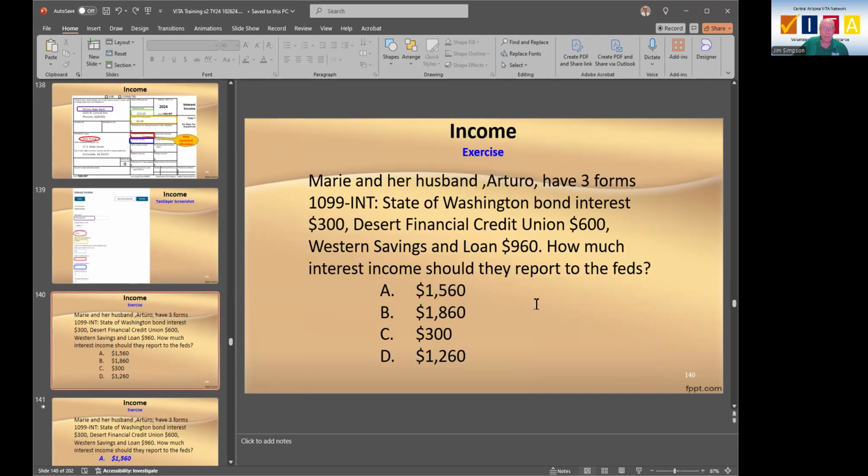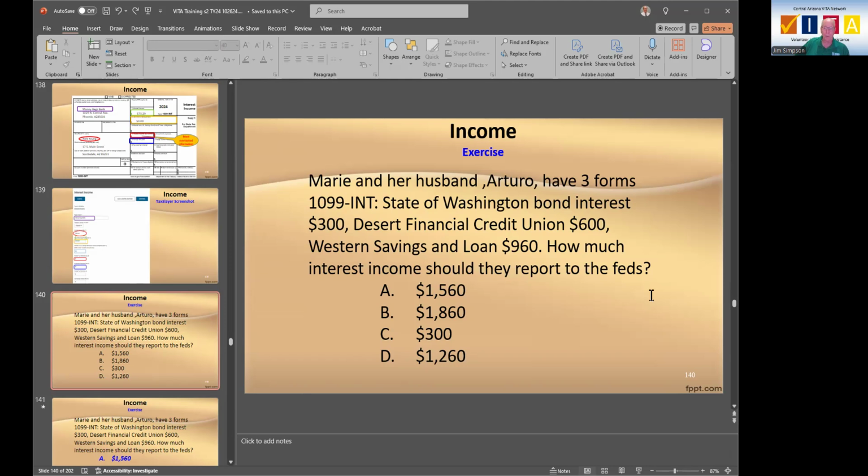Okay, so here's an example. Maria and her husband Arturo have three forms. 1099 interest from the state of Washington, bond interest for $300, Desert Financial Credit Union $600, Western Savings and Loan $960. How much income should they report to the feds?